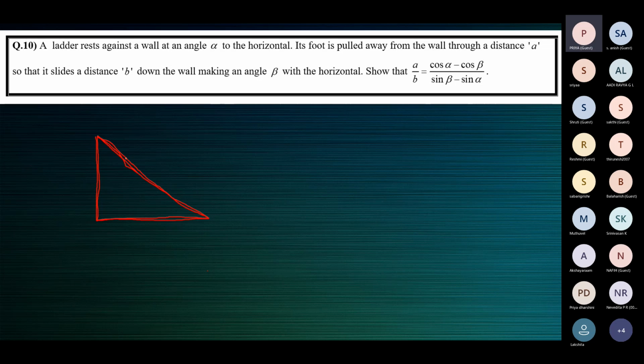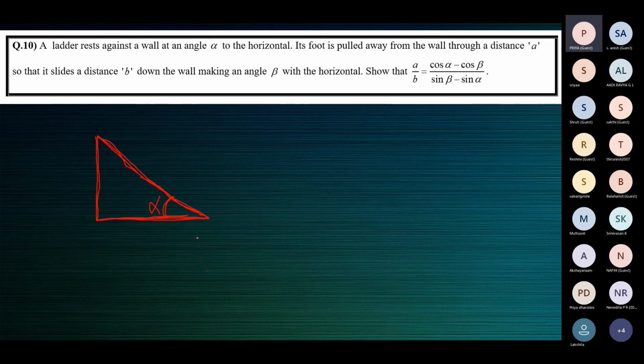It cannot be vertical. You cannot keep a ladder vertical. It has to be inclined to the ground. That's how a ladder rests against a wall. So a ladder rests against a wall at an angle alpha to the horizontal. This is the horizontal. The ladder makes an angle alpha with the horizontal.